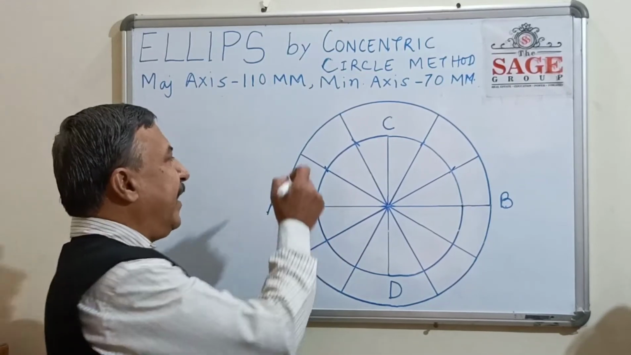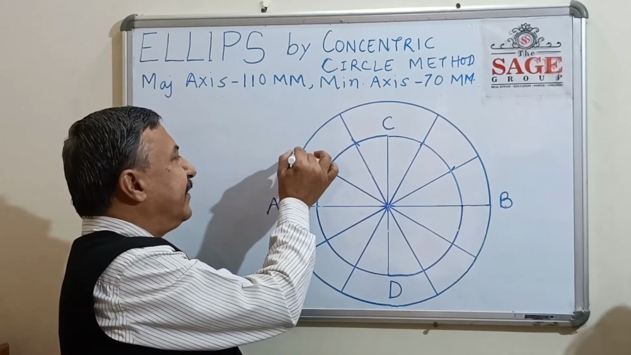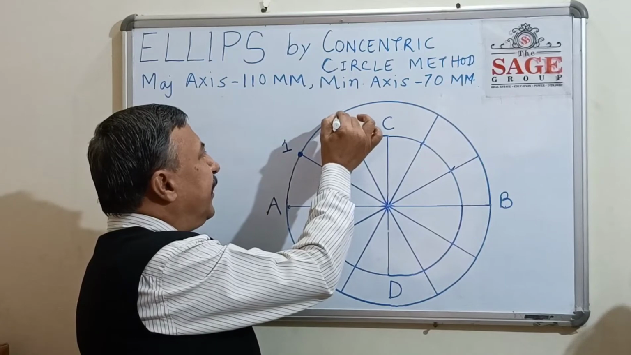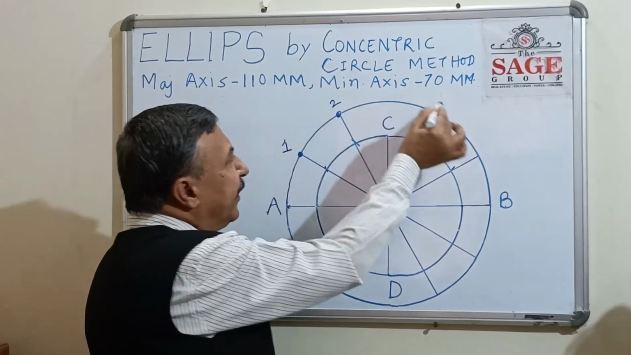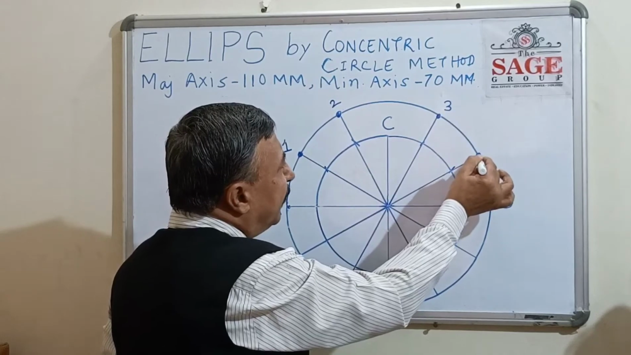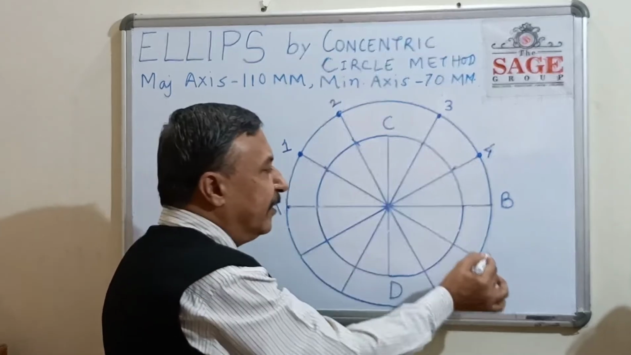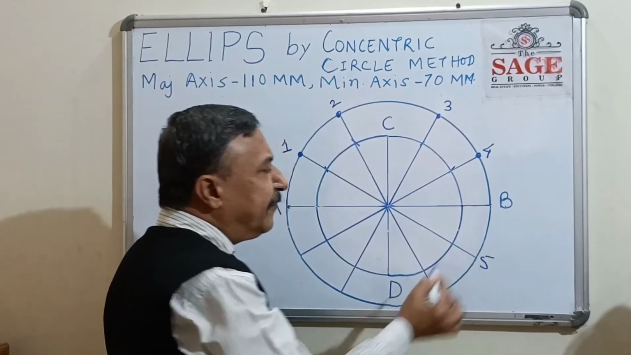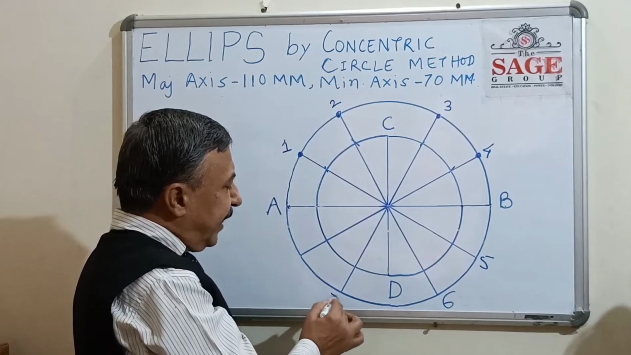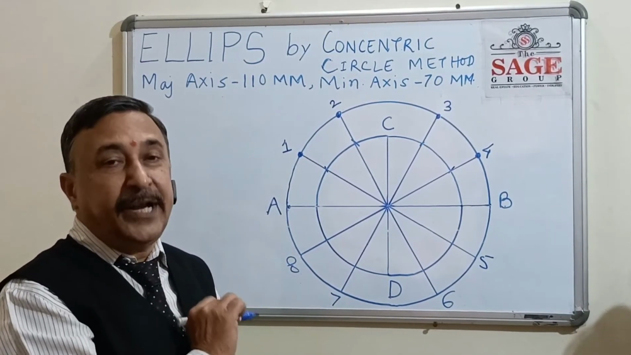Now I am going to name the points like this. See here, this point is 1, this point is 2, no point here, so this point is 3, this point is 4. AB is already here, so we write here 5, 6, here no point, then 7, then 8, meaning you get 8 points.